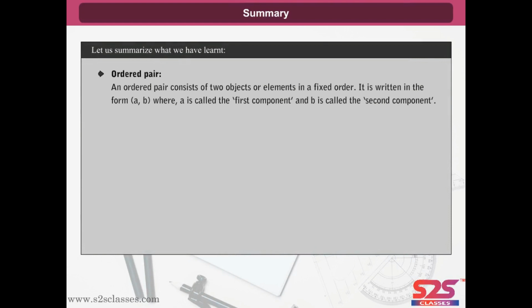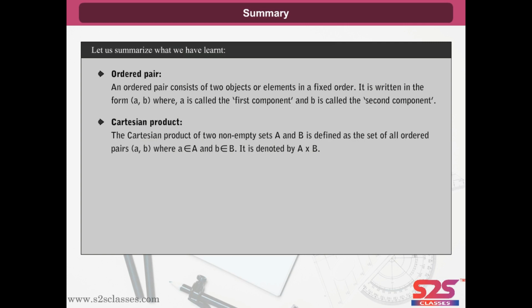Ordered pair. An ordered pair consists of two objects or elements in a fixed order. It is written in the form shown, where a is called the first component and b is called the second component. Cartesian product. The Cartesian product of two non-empty sets A and B is defined as the set of all ordered pairs (a, b), where a belongs to A and b belongs to B. It is denoted by A cross B. Relation. Let A and B be two sets. Then a relation R from set A to set B is a subset of A cross B.